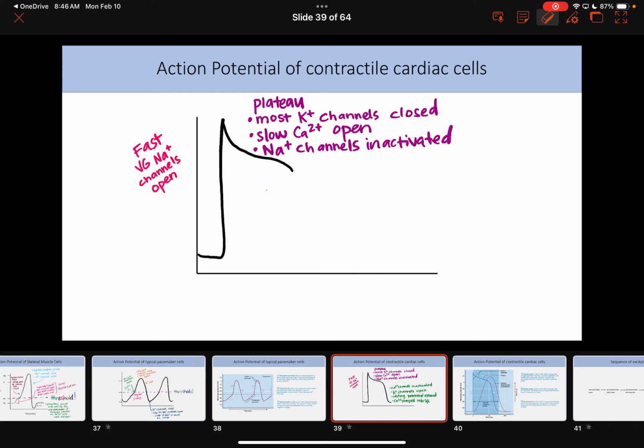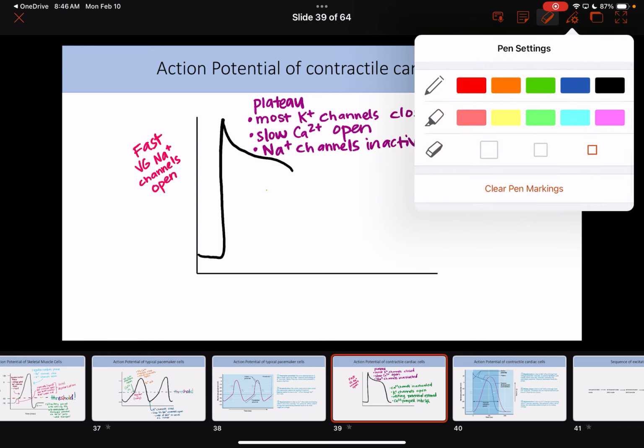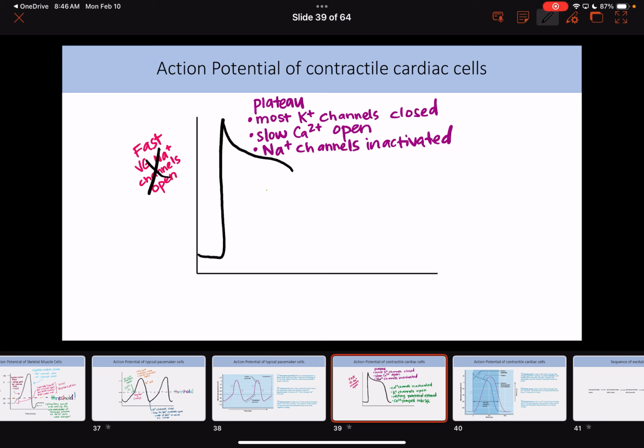So these sodium channels open fast, and we have this very steep increase in our membrane potential, all the way up to our peak here. Then when we get to the plateau phase, the potassium channels are still closed. We're not in the repolarization phase yet. We have slow calcium channels open, and the sodium channels are inactivated, so these close down over here. The slow calcium channels allow us to keep that high membrane potential without it fully falling down.